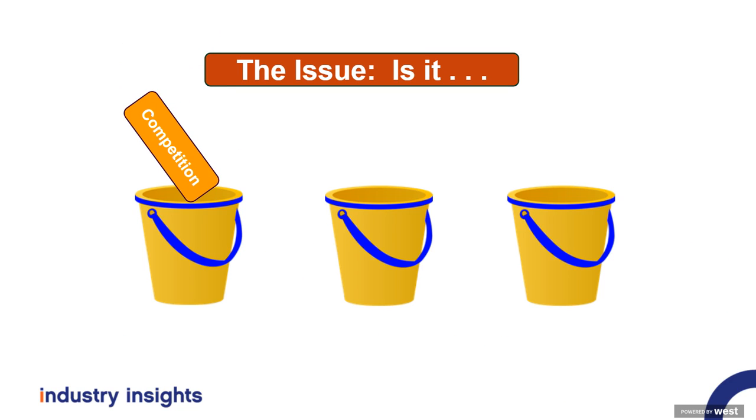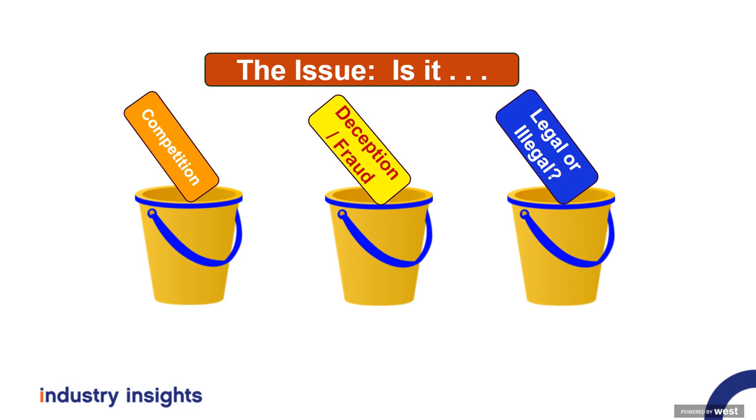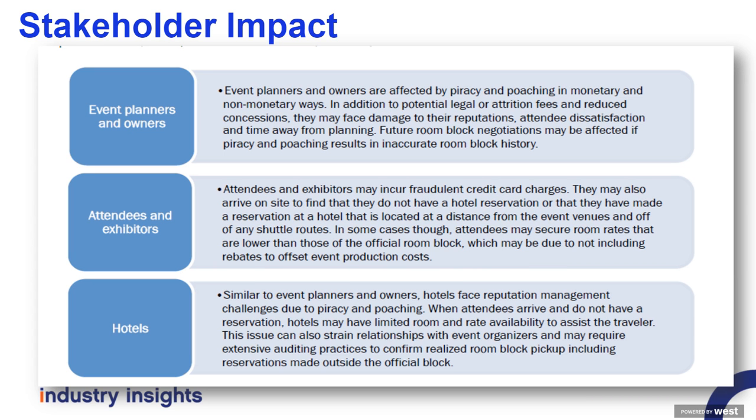All right. So the issue is poaching competition? Could be, depending on how they go about it. It may be on the borderline, it may not be. But it's competition, it's deception and fraud. We'll talk more about that in a second. Or is it legal or illegal? You know, so much of it is annoying, wrong, but it's not necessarily illegal. So we still have to figure out how to deal with all of these. So event planners and owners, attendees and exhibitors, hotels, we all have a stake in working together to get this right. And that's where the information that you'll see here, or if you want to take a deeper dive on the site, would go to.